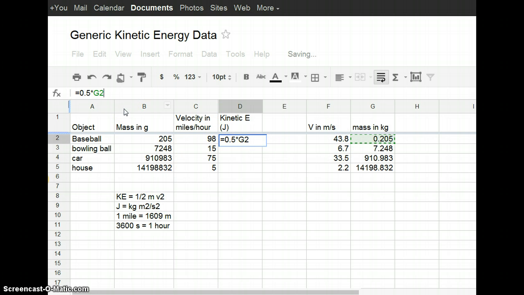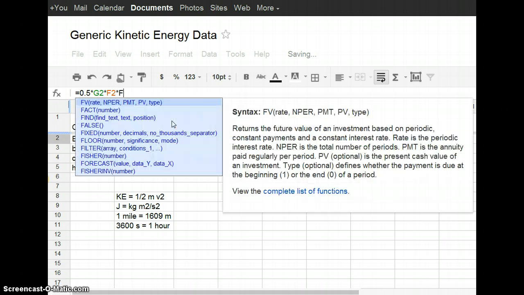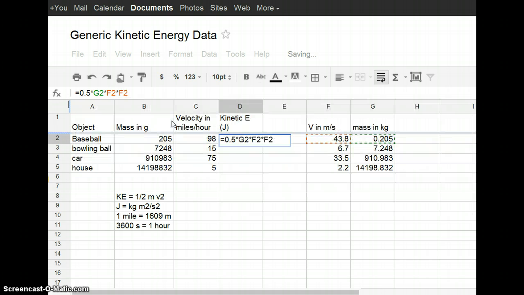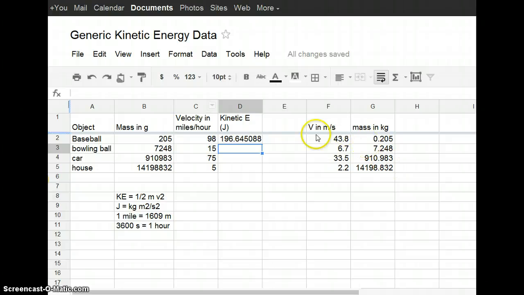And there's a bunch of different ways we can do this. One way is just to multiply by that cell, and then multiply by that cell again. Or we could put in parentheses and then use the caret and do square. We could, for example, make this column the square of the velocity, and then just do that times that. There's a bunch of different ways to do it. But then here is my kinetic energy. So that's the 0.5, times the mass in kilograms, G2, times the velocity squared.